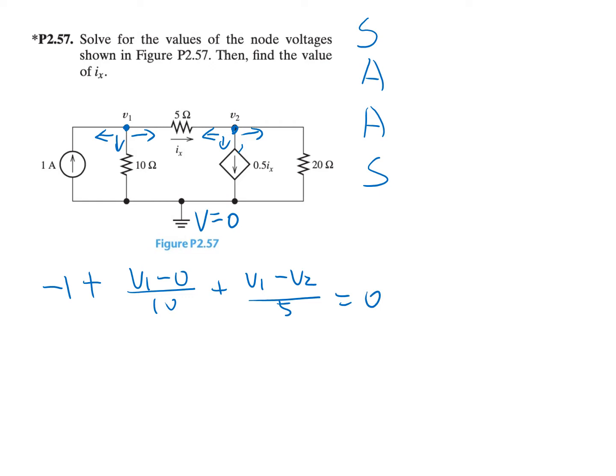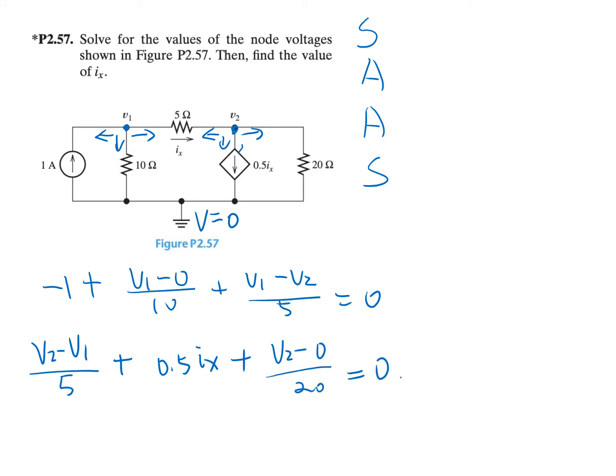And for node 2, we have (V2 minus V1) divided by 5 plus the current provided by the dependent current source, that's 0.5 Ix. So we plus 0.5 Ix. And the load current is here. So we have (V2 minus 0) divided by 20 is equal to 0. So we have two unknowns, V1 and V2, and two equations, so we can solve them.